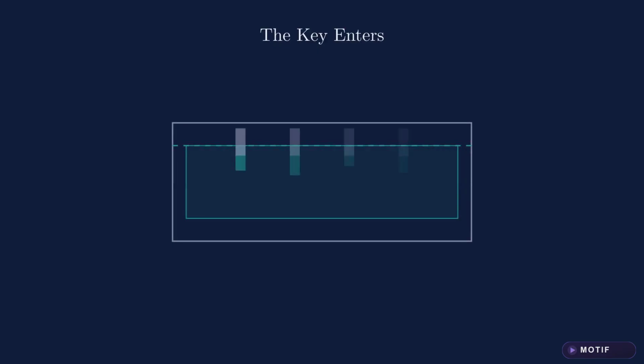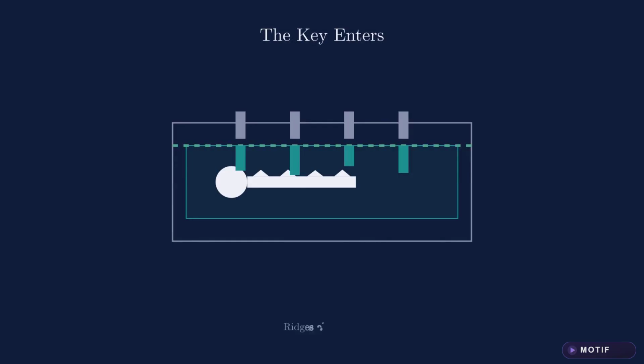Watch carefully. Each ridge on the key pushes a pin stack up by a specific amount. What if every single pin break lined up with the shear line at the exact same moment? That's not luck. That's the key's shape encoding the answer.